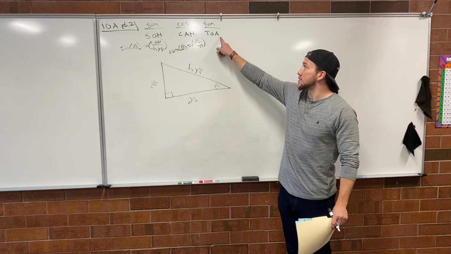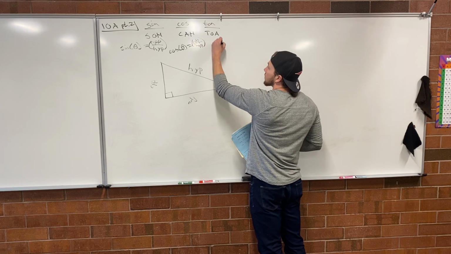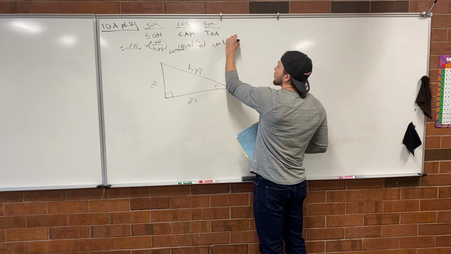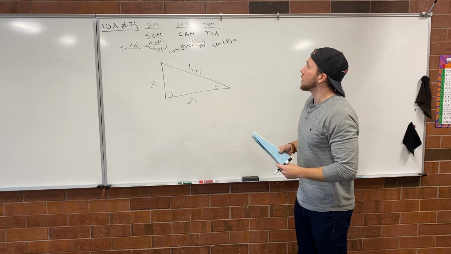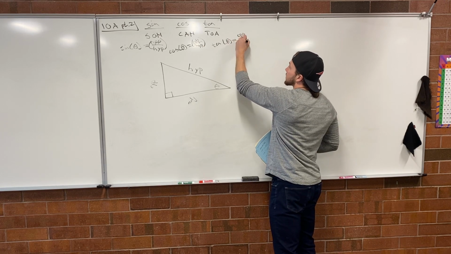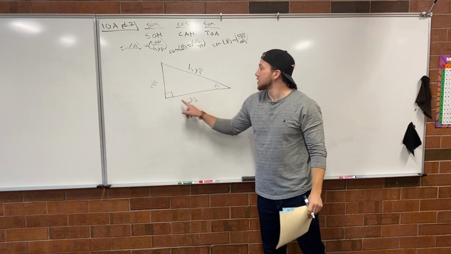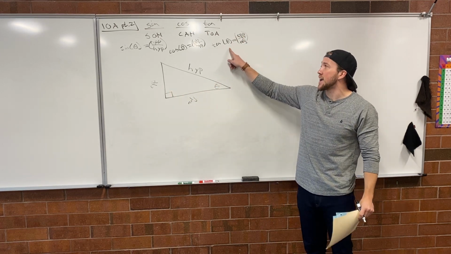So our last one is the only one that doesn't have to do with the hypotenuse, and this is that tangent of theta equals opposite, OPP, over adjacent. Okay, so we would take the opposite side length divided by the adjacent side length, and that would give us tangent of theta.